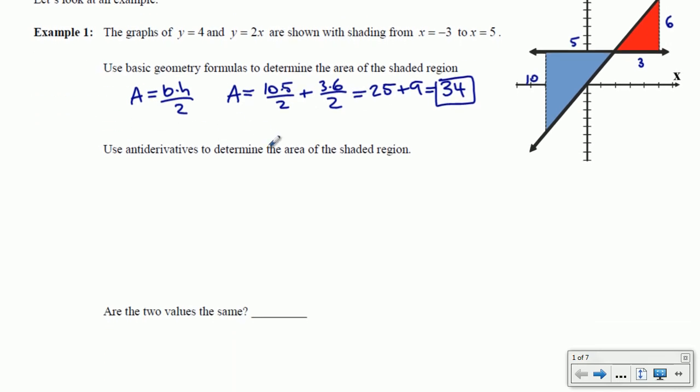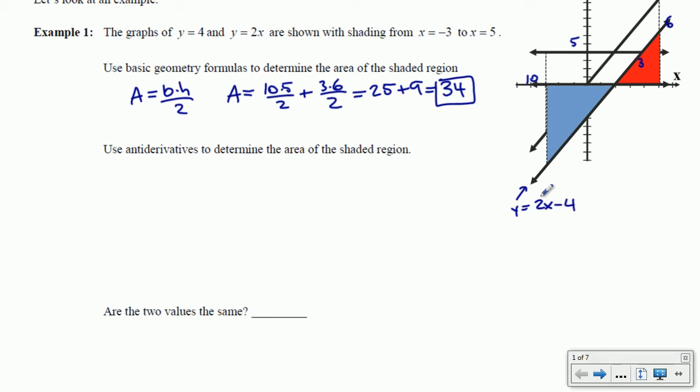Next, we're going to use antiderivatives to determine the area of the shaded region. So our method so far uses the x-axis as a boundary, and we can move this whole thing down like this and split things up between -3 and 2 and 2 and 5. So our new function we're considering here is now y equals 2x minus 4.